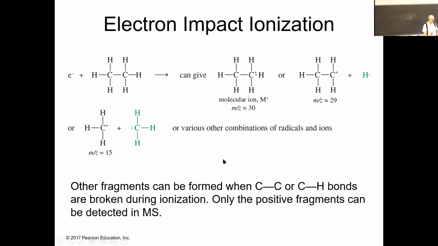Okay, most mass spectrometers will just be able to detect those fragments that have the positive charge. Okay, so the methyl radical will not be detected, but we'll see the methyl cation at mass to charge 15.